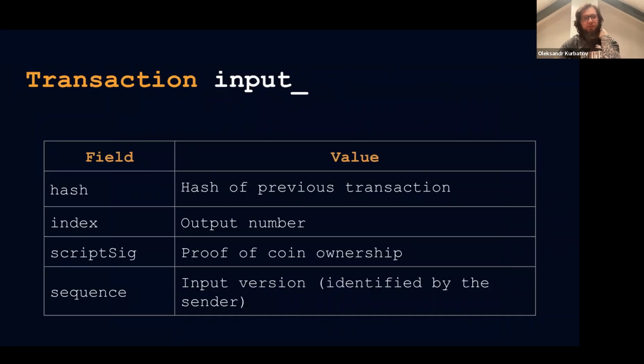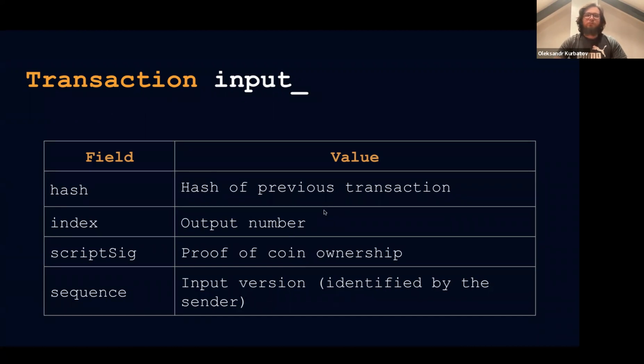Okay, let's look deeper into the transaction input. It includes four fields. The first one is a hash value of the previous transaction. When you are creating a Bitcoin transaction, you should define where exactly you took this money. You should provide a reference to the previous transaction, for example, when Alice paid you. With this reference, you're proving that these coins exist in the system and weren't created from the air. The next one, index, is like an output number value.